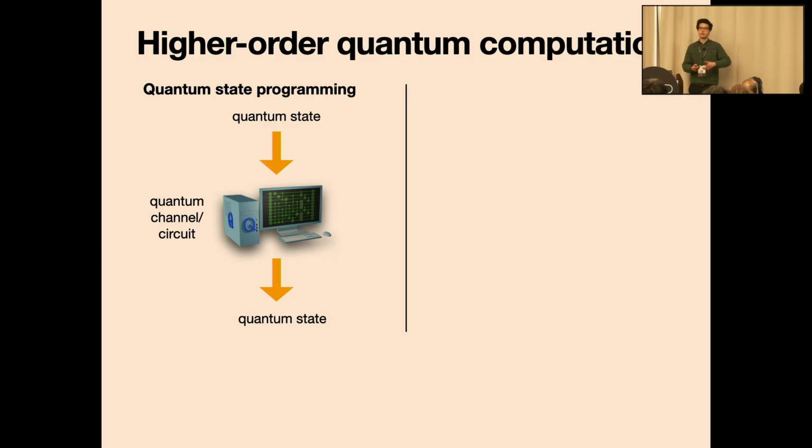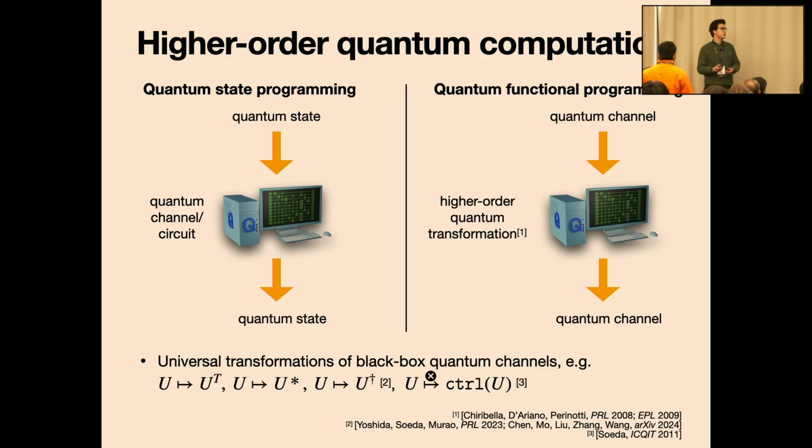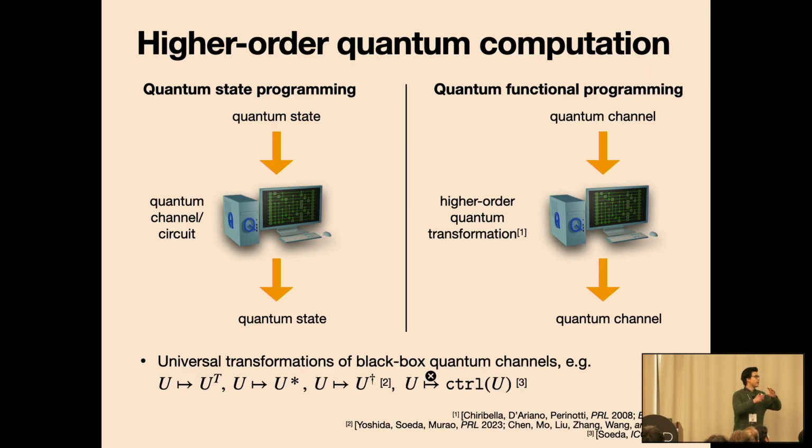But taking inspiration from functional programming in the classical regime, we can also consider quantum functional programming, where the input to the computation is itself a quantum channel or a quantum circuit. And then a higher order quantum transformation takes that input circuit or channel and spits out another quantum channel. There has been a lot of work in this direction recently, just in the last 5 or 10 years, with success in various areas, considering black box transformations of black box channels in a universal way.